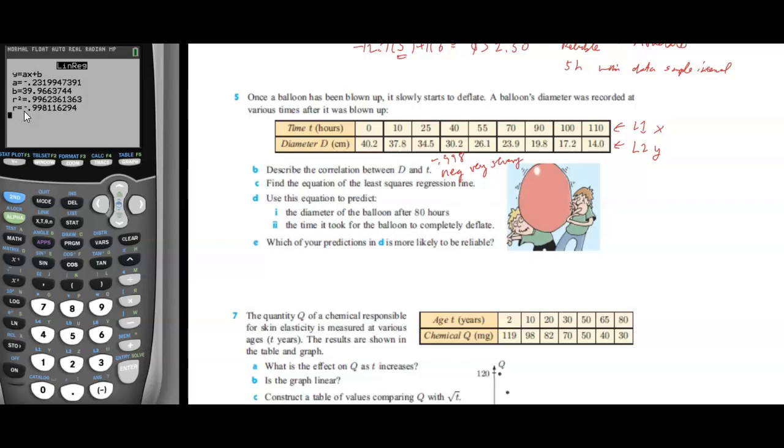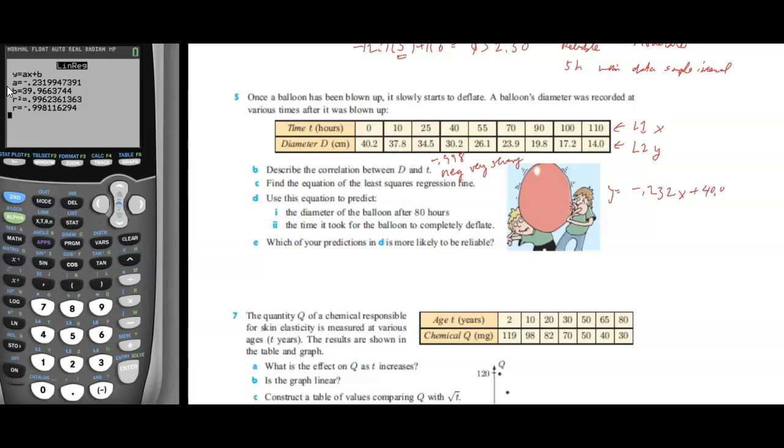Find the equation of the least squares regression line. We can just write that from looking at the a and the b values here, right? y equals negative 0.232x plus 39.966, which would round to 40.0, right? Okay, that's the equation of the least squares line.